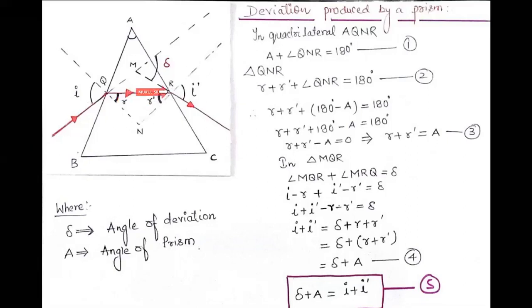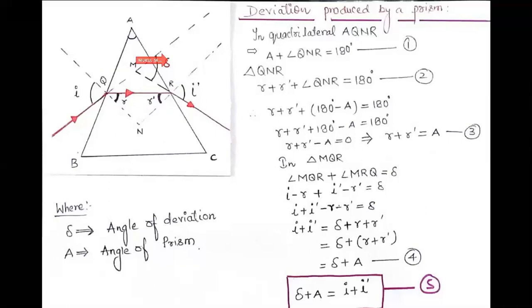Further, this ray moves towards the rarer medium. So, as per the rule, this ray moves away from the normal, and the angle made by this ray with the normal is given by I dash. This incident ray moves further and meets the emergent ray here at M. Both rays make an angle with each other, and that angle is called the angle of deviation.